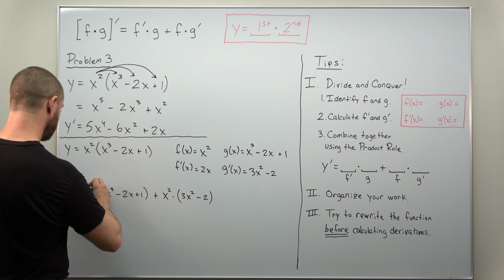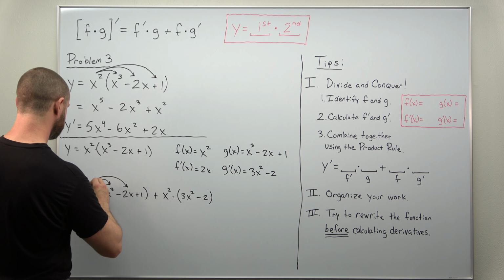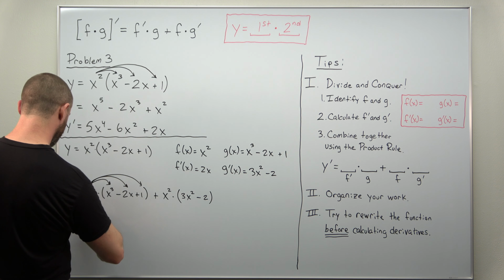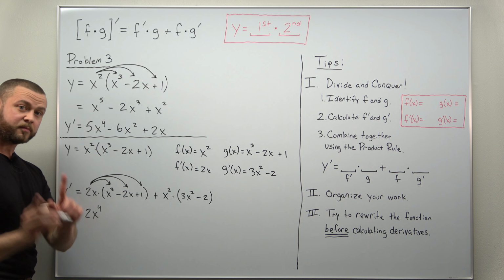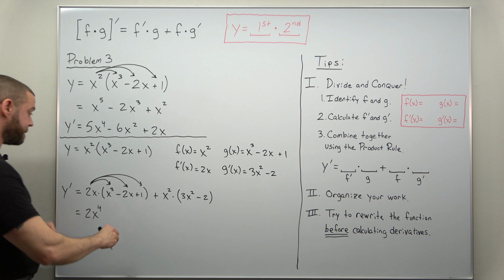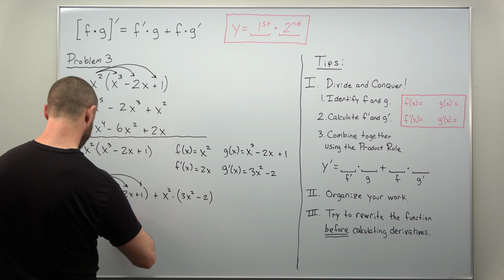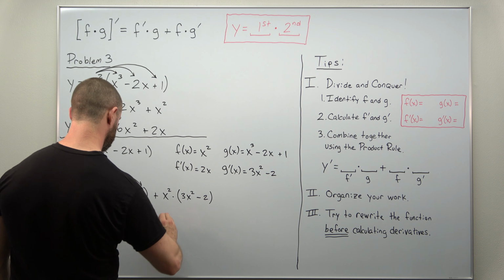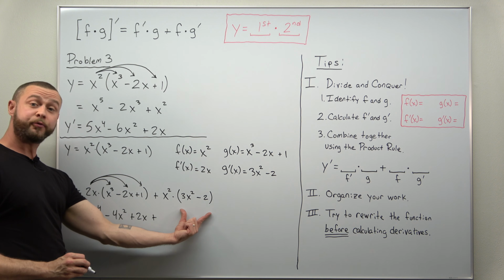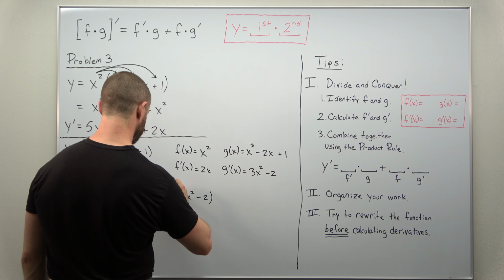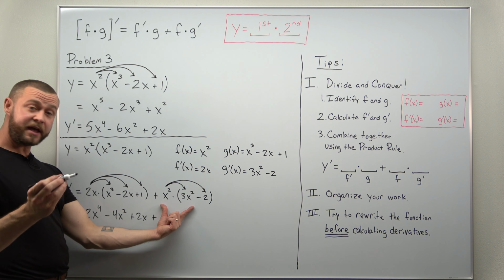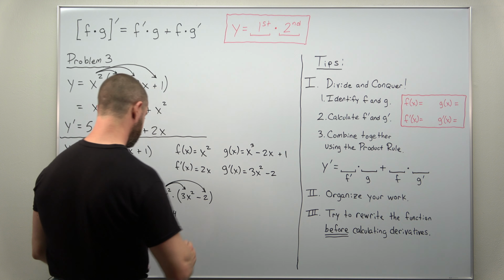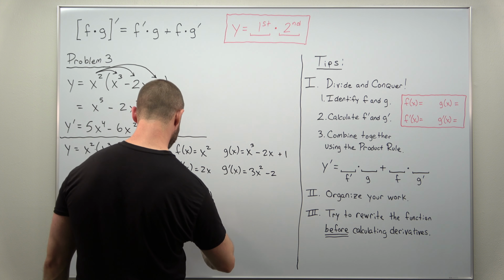So let's take our time. We're going to distribute 2x into the first set of parentheses. And here we're going to get 2x to the 4th. Remember, add your exponents. There, you're going to get minus 4x squared, and then plus 2x. And we're going to distribute x squared through this set of parentheses. Again, take your time, add the exponents. We'll get 3x to the 4th, and minus 2x squared.